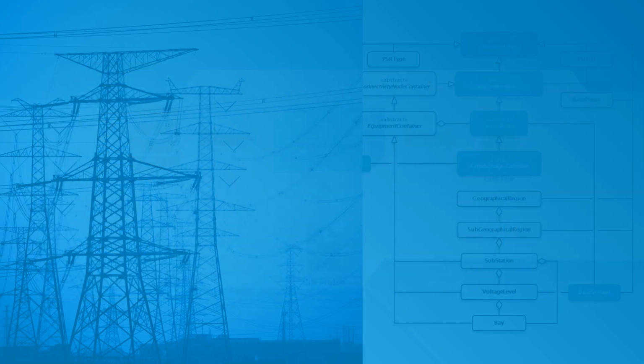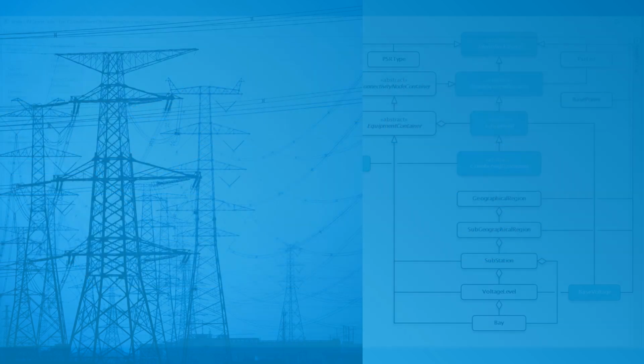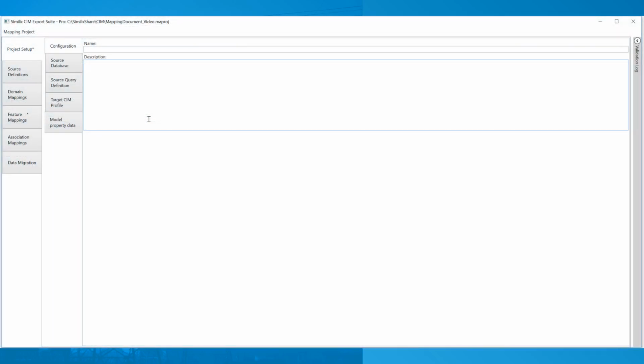So, what we want to do now is to define a mapping of the transformer from the GIS representation to the SIP representation based on a predefined SIP target profile. To do this, we use the Simulix SIP adapter for ArcGIS. This is the Simulix SIP adapter for ArcGIS. What you see here is the user interface for defining the mapping logic.